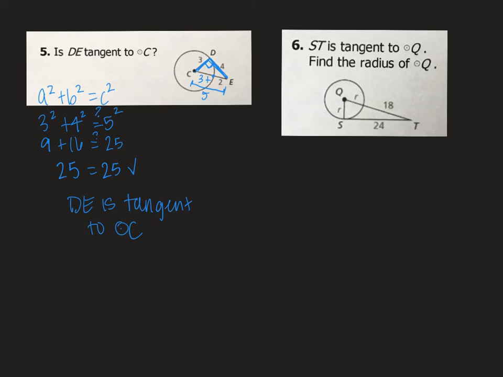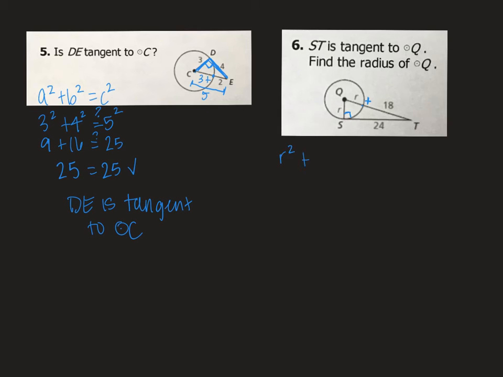And then in number 6, they're telling us that ST is tangent to circle Q, and they want us to find the radius of circle Q. So we know that QS and ST are perpendicular, so we've got a right triangle, radius of R, from this point on the circle to T is 18, so that whole side is going to be R plus 18. That's our hypotenuse. So we're just going to set up Pythagorean theorem.